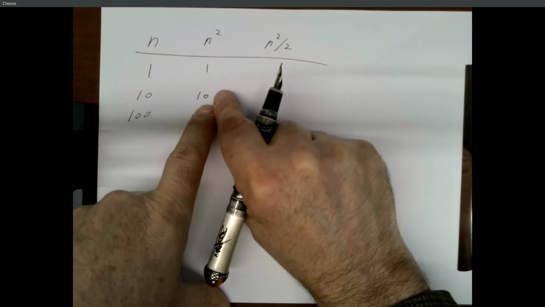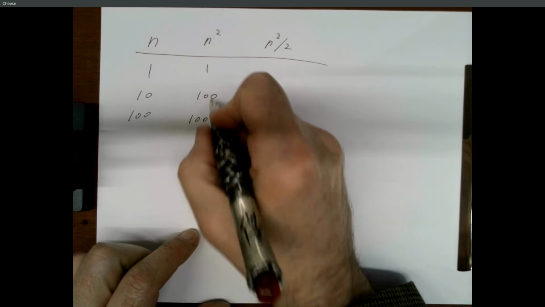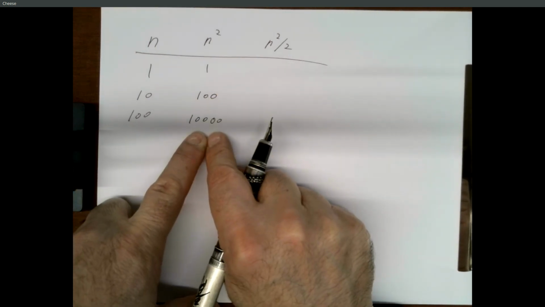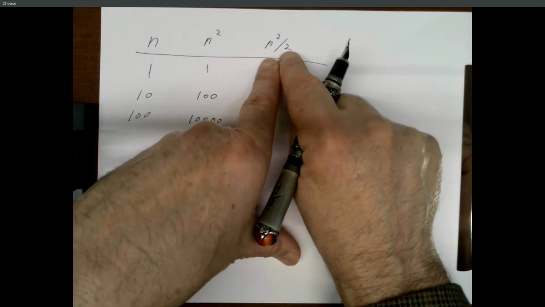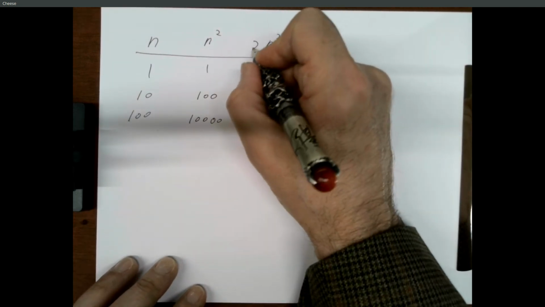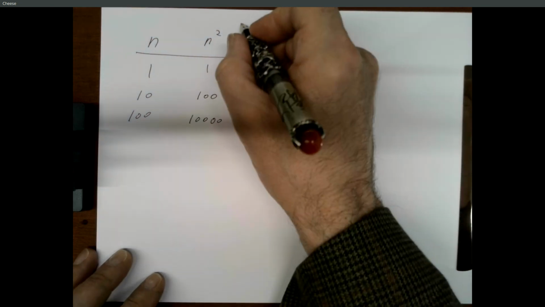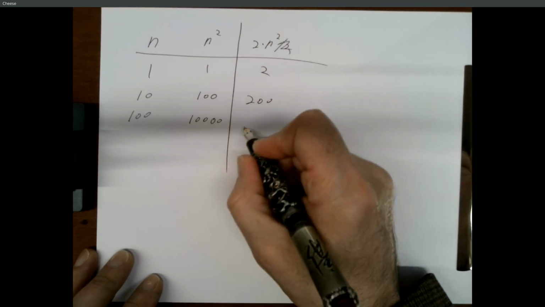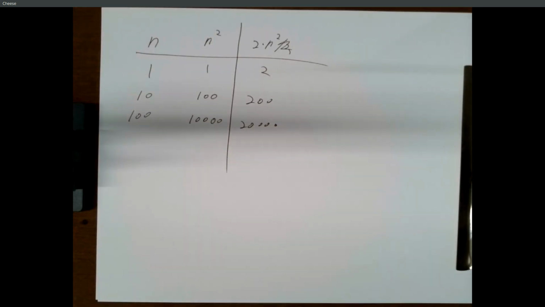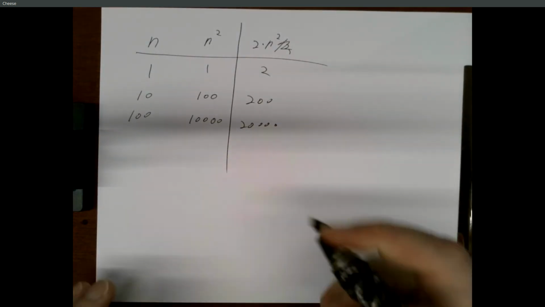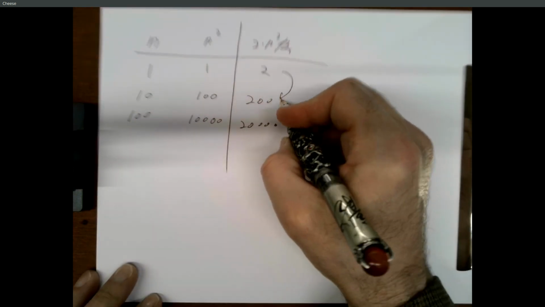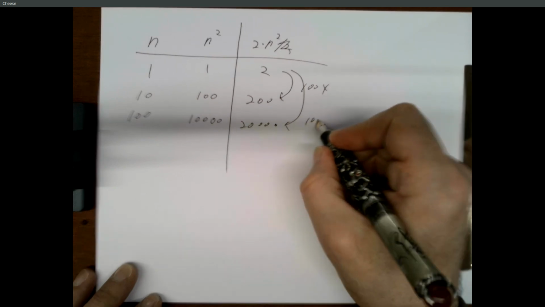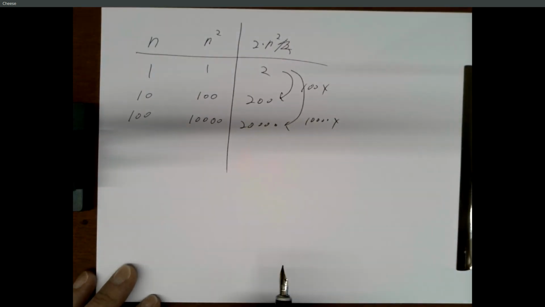10 times as much data, 100 times as much computation, 100 times as much data, 10,000 times as much computation. Okay, let me do 2n squared so we don't have to divide. If the time that an algorithm takes is actually twice n squared, this will be 2, this will be 200, this will be 20,000. The increase from here to here is still 100x. The increase from here to here is still 10,000x.